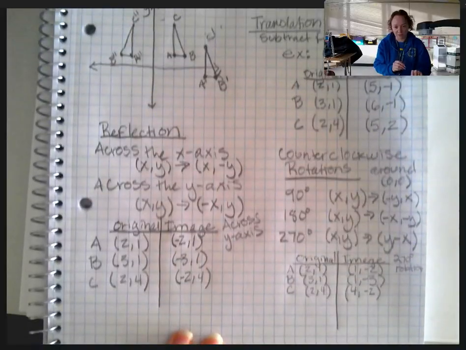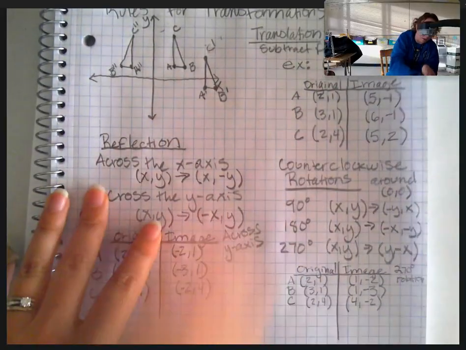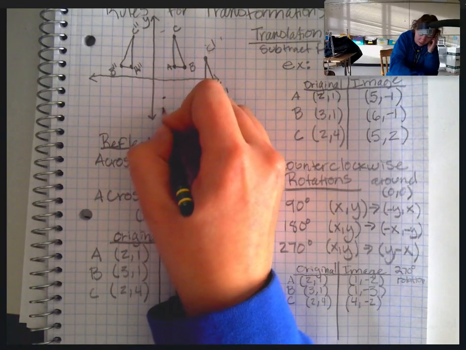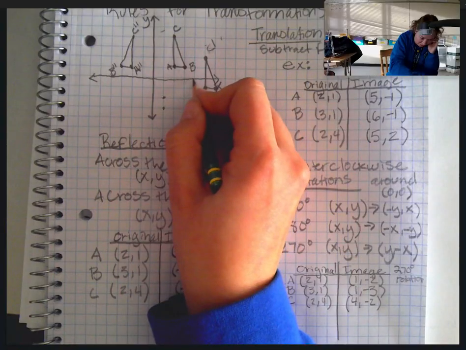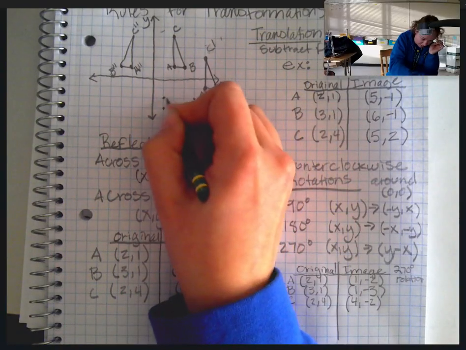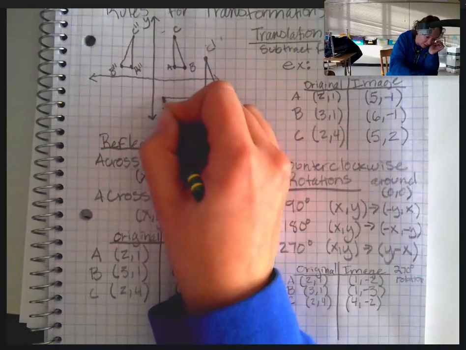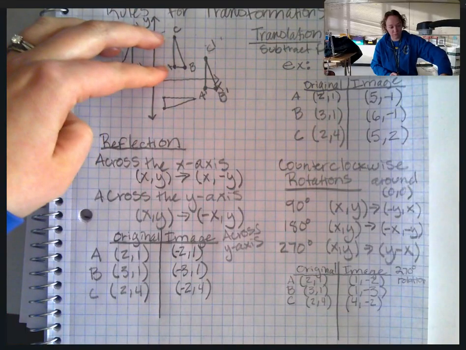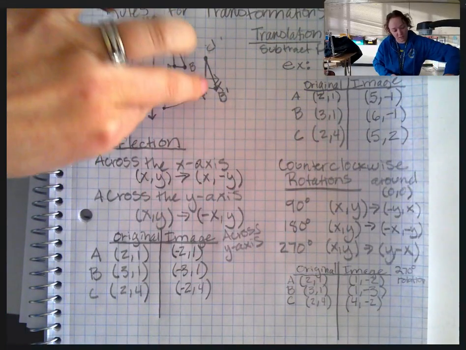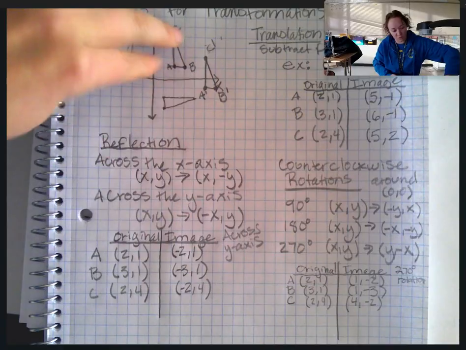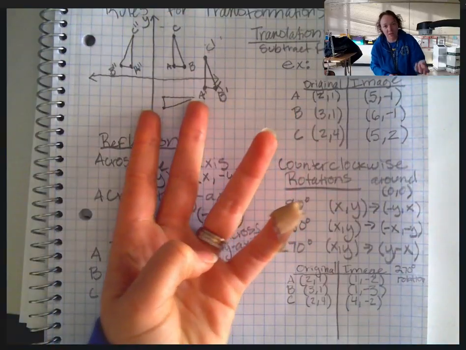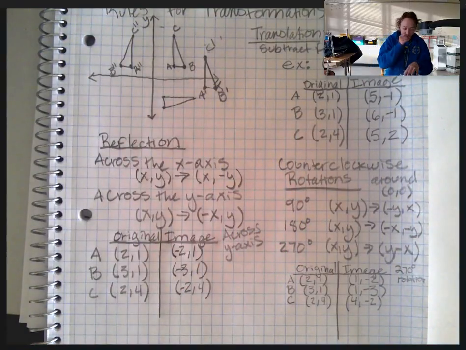So let's see what that looks like on the graph. So we have 1, -2, 1, -3, and 4, -2. And if we picture that, that does look like we rotated it 90 degrees clockwise or 270 degrees counterclockwise. So that one worked too.